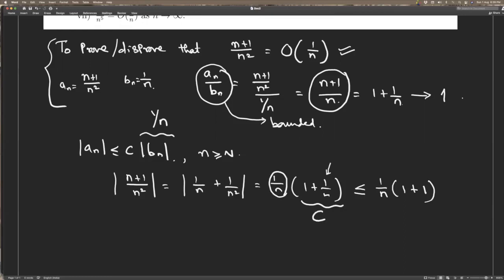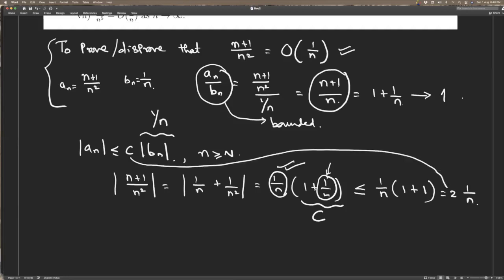That is why I am replacing this term by 1, but retaining this term as it is, okay? And that gives me 2 times 1 by n. So my constant c is actually 2 here. If I go with this kind of idea, then it is 2. And that tells me that n plus 1 by n square is actually big O of 1 by n.